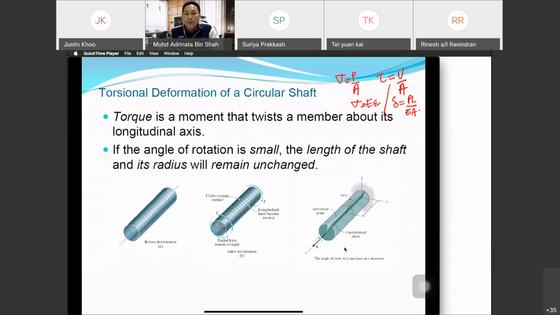There are people that cannot see the difference between torsion and bending. So torsion, we call it torque, acting on the longitudinal axis. So we have our axis, and the torque is acting on the longitudinal axis. If we look from the front, we can see that this is the axis and the torque is acting, circling the axis. So this is torsion or torque.